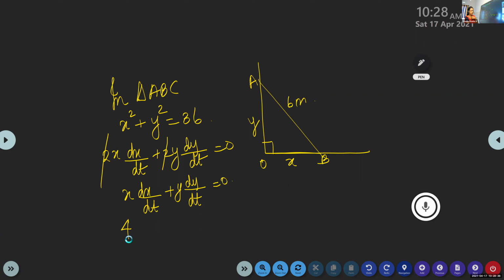Is that right, Aishwarya? Yes, ma'am. Ma'am, must the final answer be minus 1 by root 5 meter per second? Minus 1 by root 5. Yes, minus 1 by root 5. That means it is decreasing, isn't it? Yes, correct.